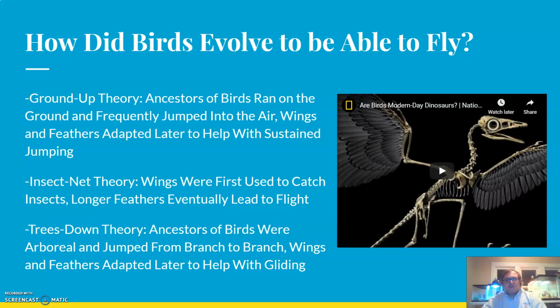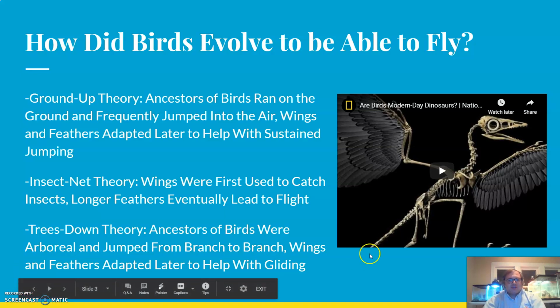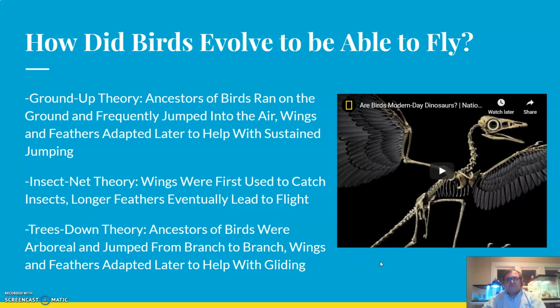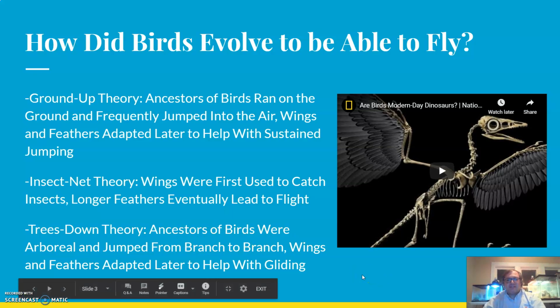It was talking about the wings being used to catch insects, and again, they could use the feathers to funnel them in toward their mouth. Longer feathers that would catch more insects also eventually led to flight. And then finally, there's the trees down theory, where the ancestors of birds were arboreal, in other words, living in trees, and jumped from branch to branch. Wings and feathers adapted later to help with gliding. And looking at the evidence that we have right now, the trees down theory seems like the most likely one, but again, we'd probably want to see more fossils to get a little bit more of a clear idea.